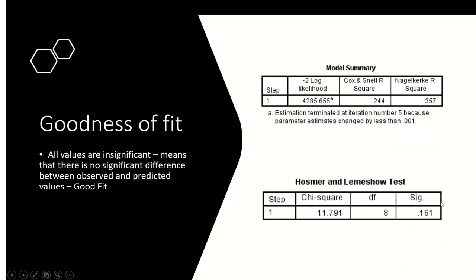So, goodness of fit. All these values are insignificant, which means that there is no significant difference between the observed and the predicted values. So if you notice that it is 0.244 and 0.357, that means the values are insignificant, right? Now, if you look at the Hosmer and Lemeshow test, it is a significance of 0.161. What this means is that there is no significant difference between the observed and the predicted values, meaning that the observed and the predicted values are almost the same. That means that your model is quite well fit. So there is goodness of fit here for you.